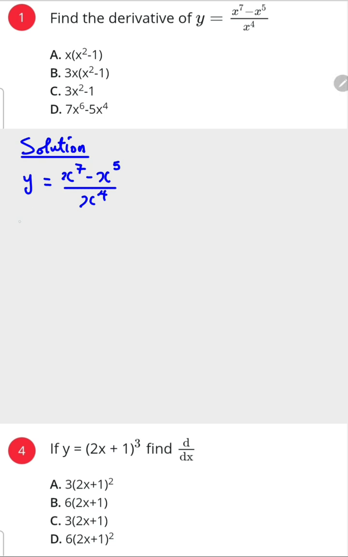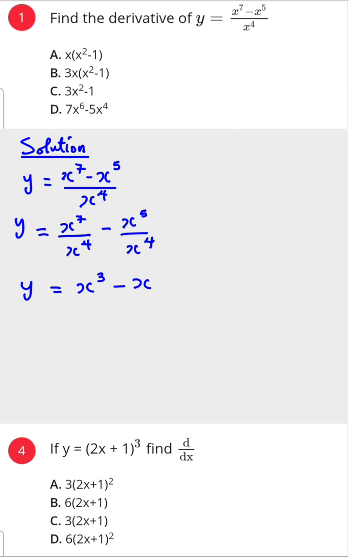So let's have it as y equals x raised to power 7 all over x raised to power 4, then minus x raised to power 5 all over x raised to power 4. If you do it this way, then y will now be equal to x raised to power 3 minus x. This is as simple as it could be. Once you have a question like this, it becomes very simple.